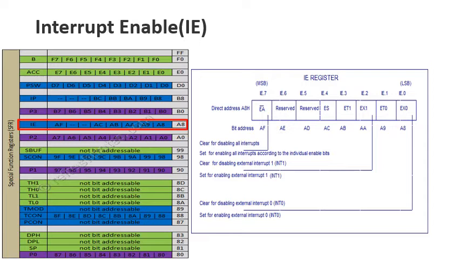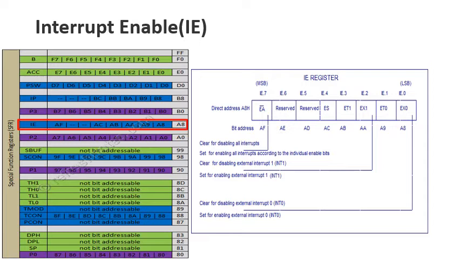The interrupt enable register is used to manage the 6 interrupts the 8051 microcontroller has. By default, all the interrupts are turned off and need to be turned on by the programmer. The interrupt enable register is a bit addressable register and it is placed at A8H address. To enable any interrupt in the 8051 microcontroller, the EA bit needs to be set to 1. By default, it is set to 0 and no interrupts are enabled.